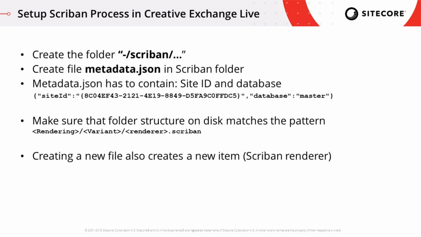So if we are creating now Scriban files that should be synchronized to the rendering variant, we need to follow a certain path structure under the Scriban folder, and that will follow the structure of starting with the rendering name and then the variant name, and then we can add any renderer, however we would call the item in Sitecore, with a file extension called .scriban.